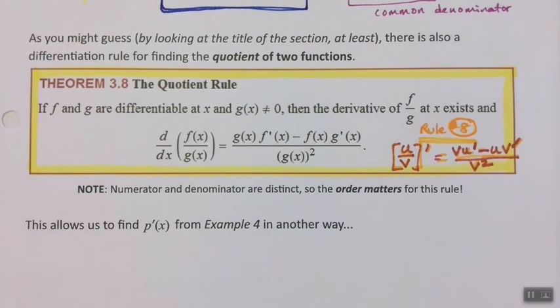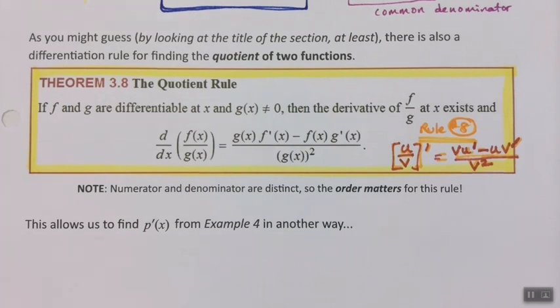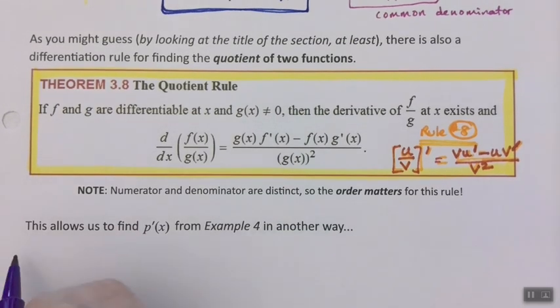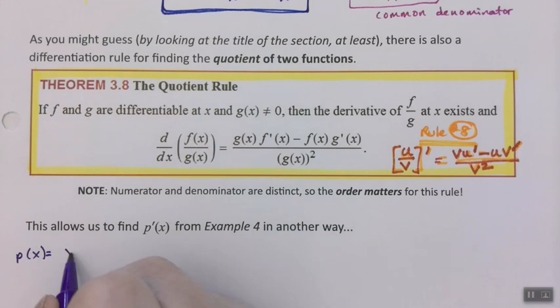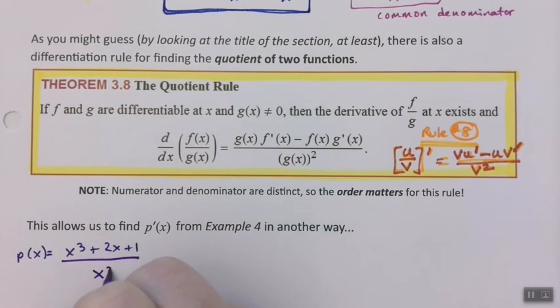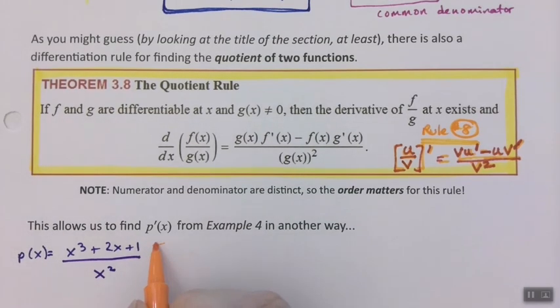All right, so that means that we could do that same problem up above in a different way, and it should work out. So let's try it. Without using the algebra simplification, let's look at that function. P of x was equal to x cubed plus 2x plus 1 over x squared. We'll call this function up here f, and we'll call this one down here g, or you could call them u and v, whatever makes you happy.